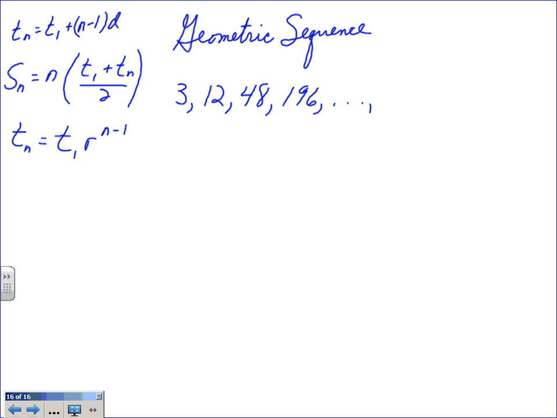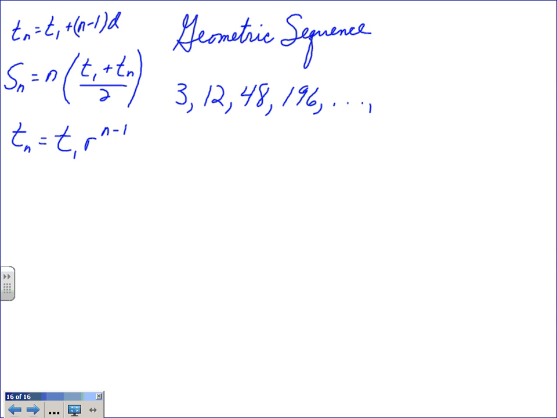Okay. Now, how can you tell? Well, it's not arithmetic because from 3 to 12 you're adding 9. But I'm not adding 9 to 12 to get 48. All right, so it is not arithmetic. But if you have to multiply or divide to get to the next number, then it's geometric. If you have to multiply or divide to get to the next number, then that sequence is geometric.